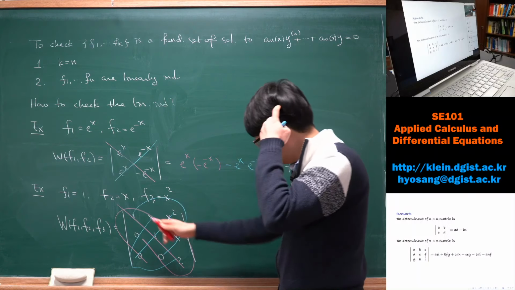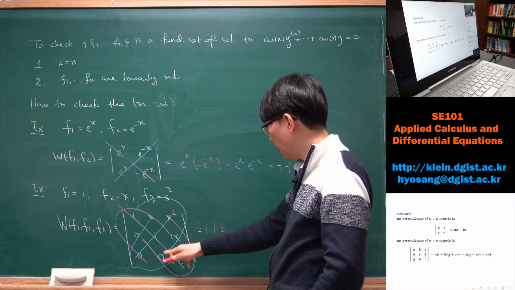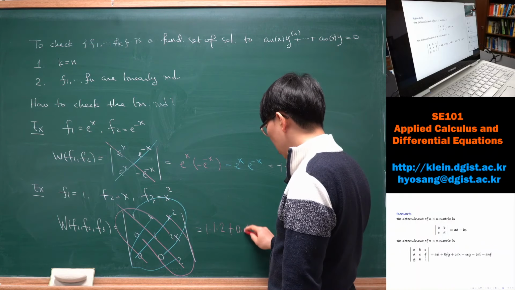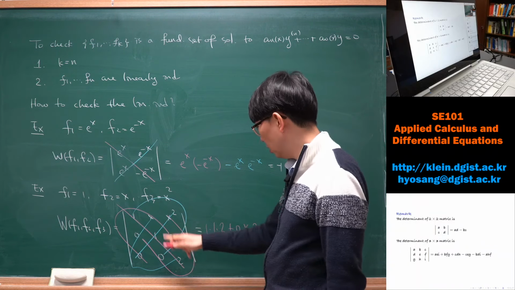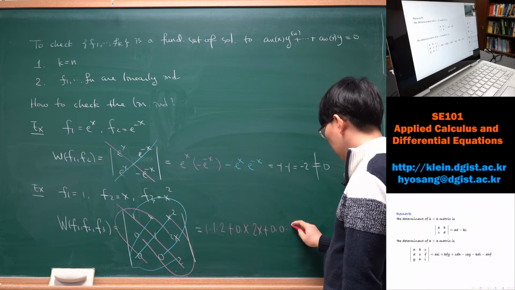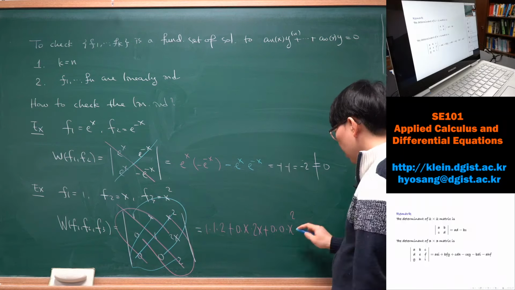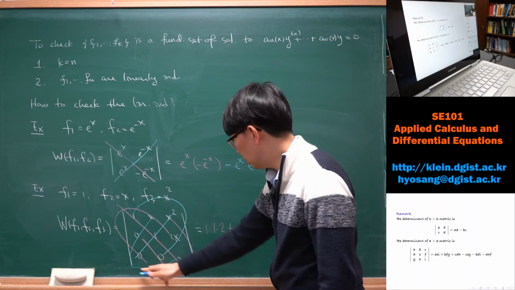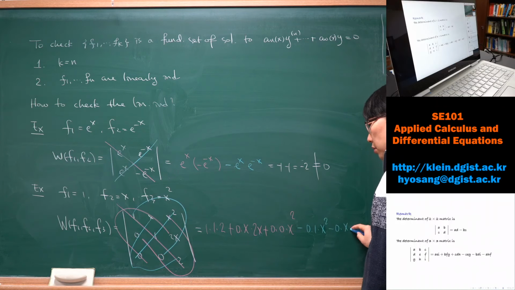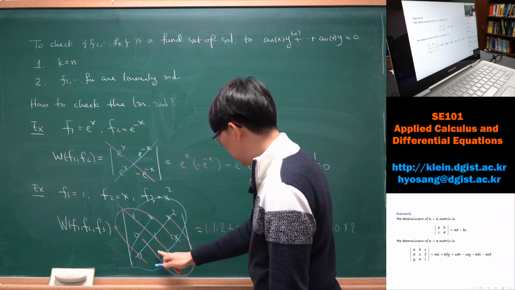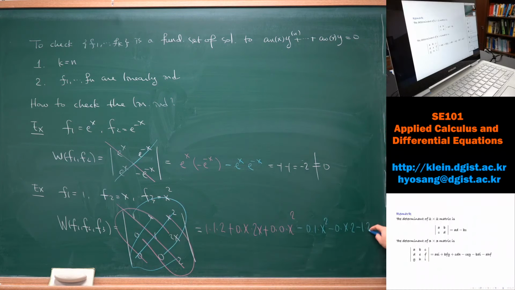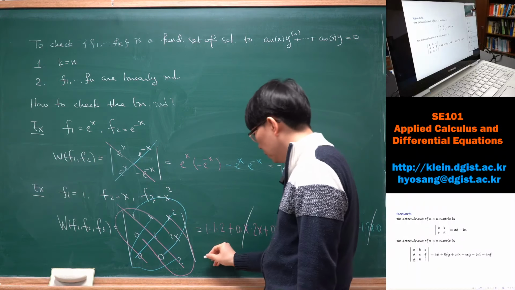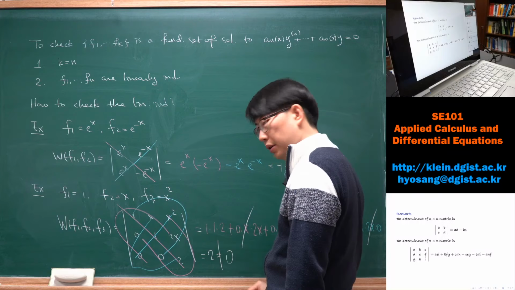So let's take the positive terms. So 1 times 1 times 2, and 0 times x times 2x, and here 0 times 0 times x squared, and take minus of 0 times 1 times x squared, and here we get 0 times x times 2, and the rest of it is 1 times 2x times 0. So everything disappears, and we only have 2. And also 2 is not identically 0.